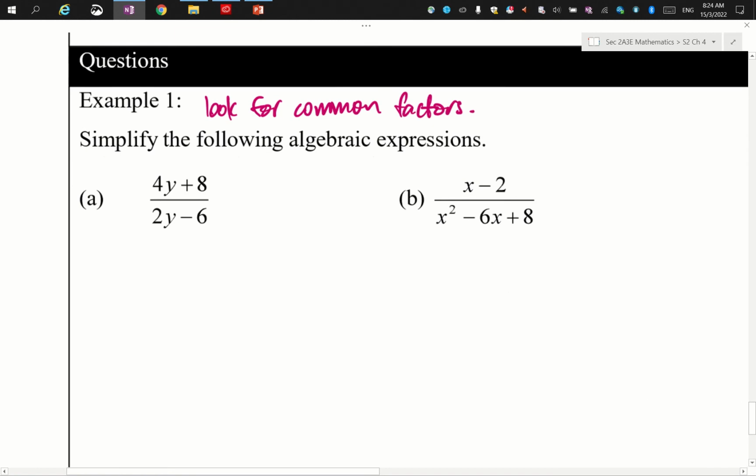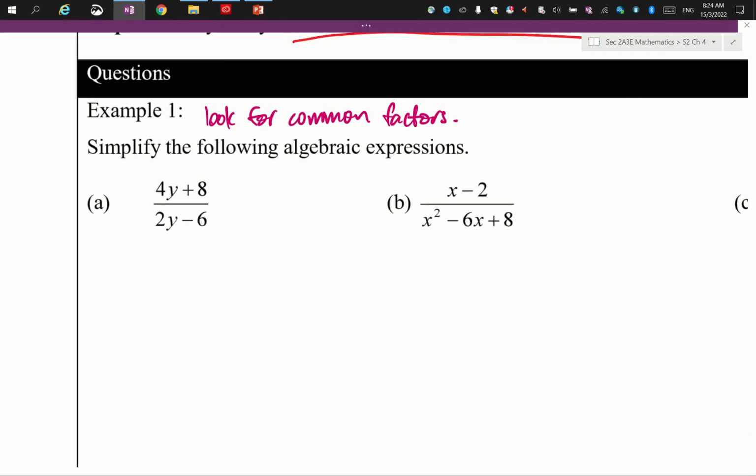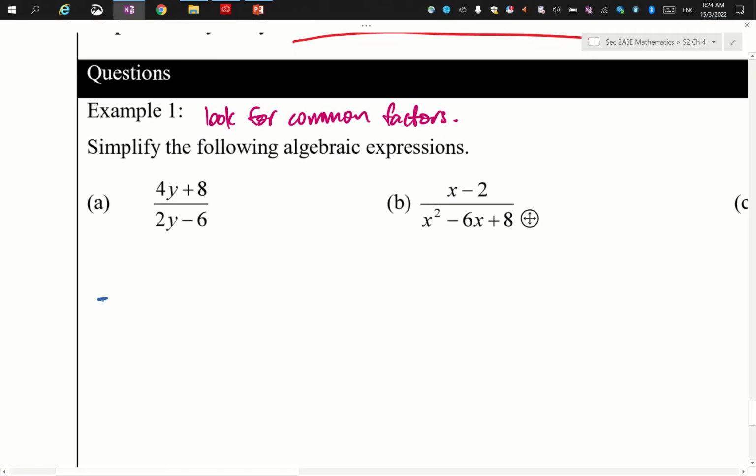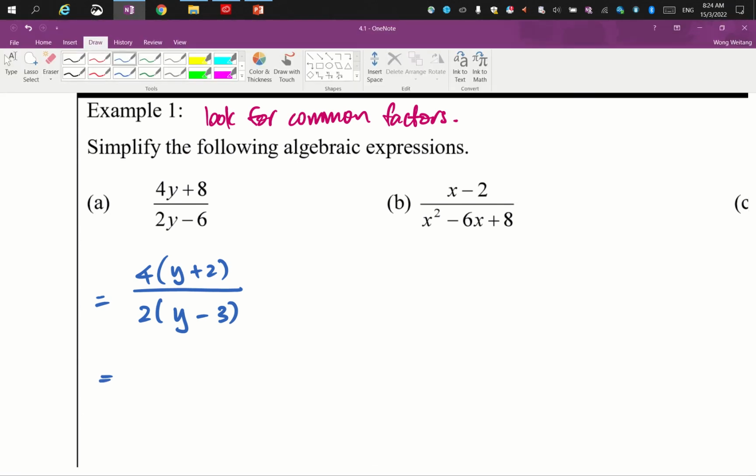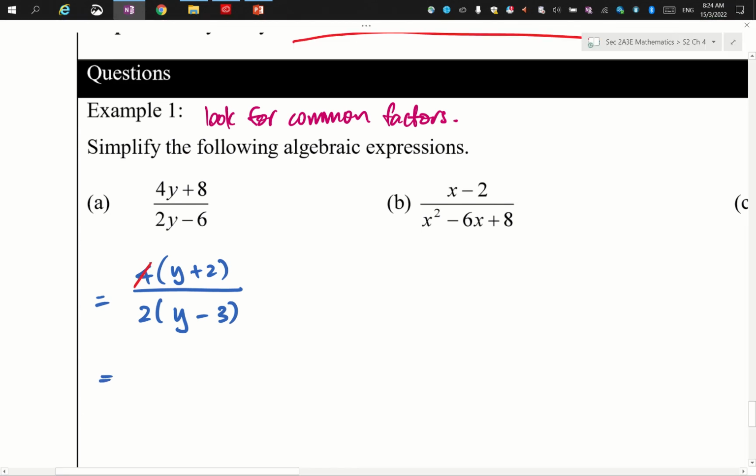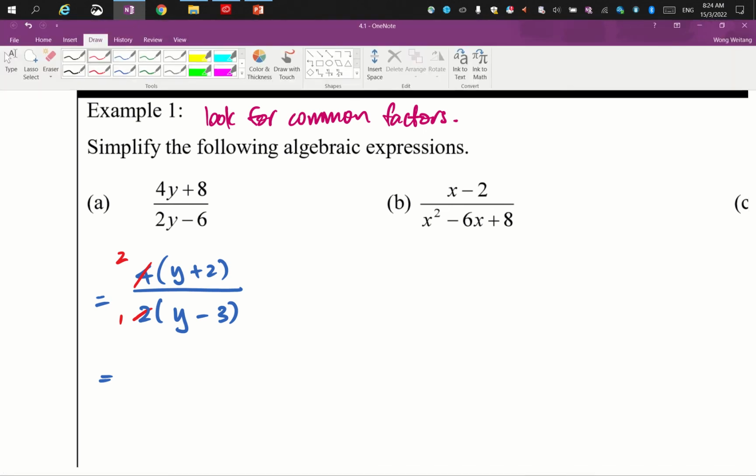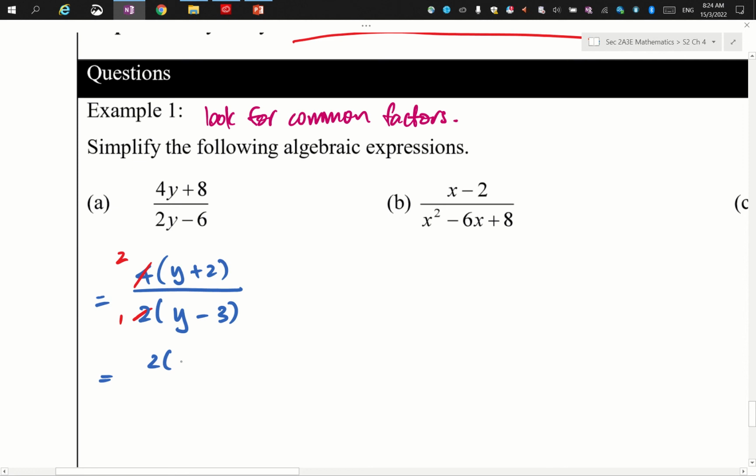Right, so 4y plus 8, we can do that. We can factorize that. That's our simple factorization. So 4 is a common factor, left with y plus 2. In the denominator, 2 is a common factor, y minus 3. So we know that we can divide our 4 and 2 by their common factor of 2. So we're left with 2 times of y plus 2 over y minus 3.